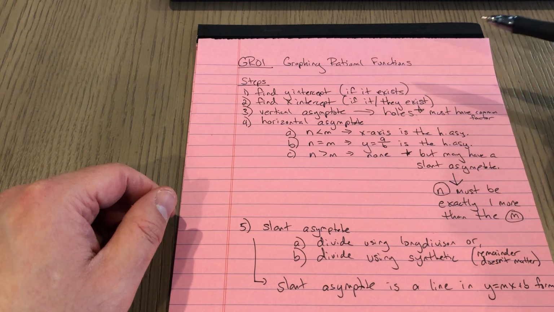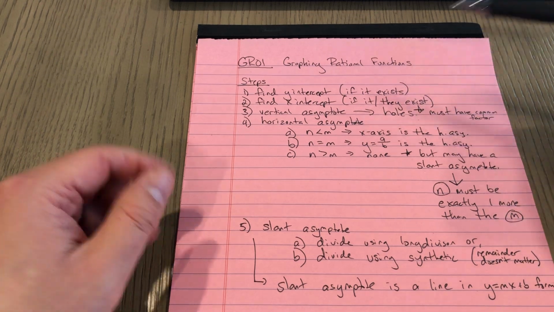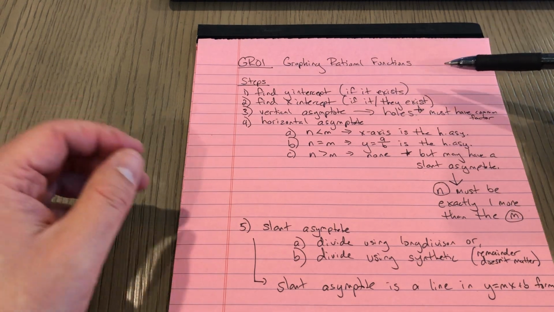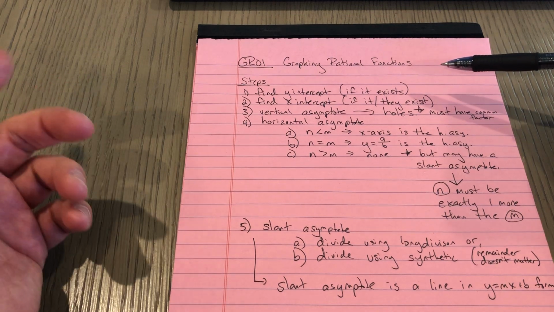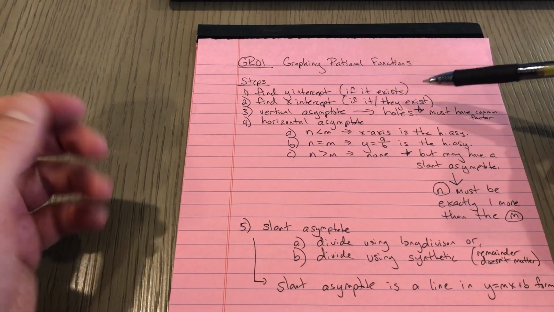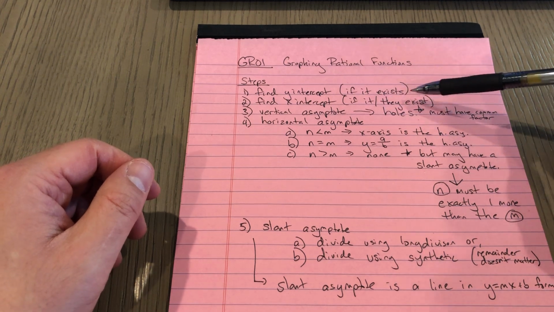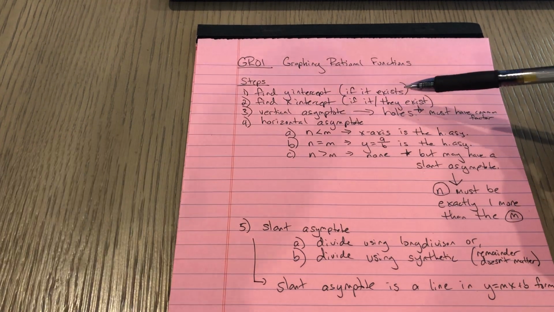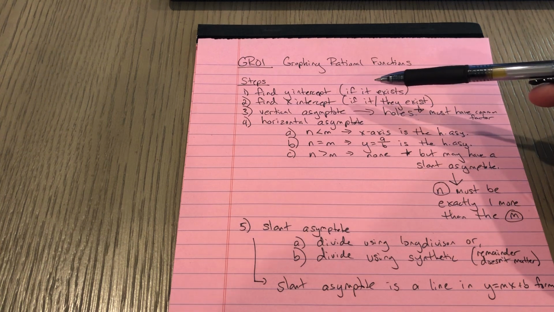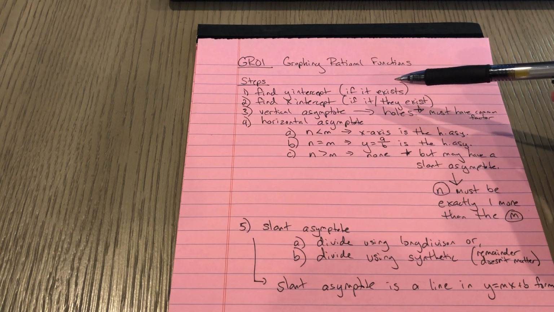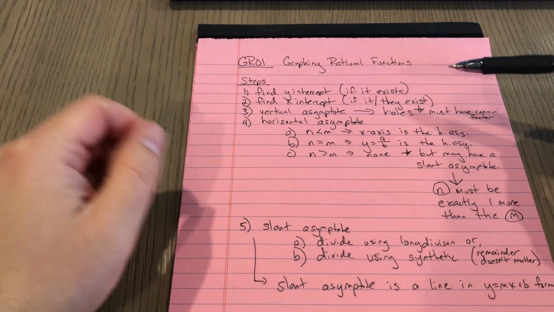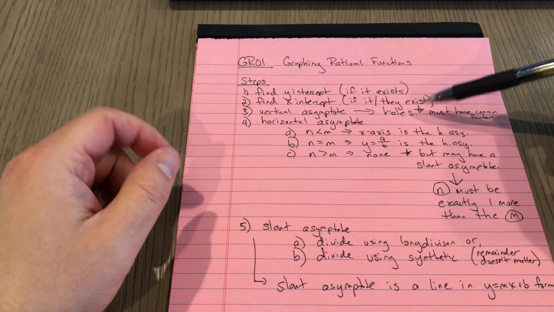Step number 1, find the Y-intercept if it exists. You're gonna know very clearly when it doesn't exist or when there's a hole there. Case in point, our first example, you're gonna see what's going on there. Number 2, find the X-intercept or X-intercepts if they exist. Then we're gonna find the vertical asymptote when we set the denominator equal to 0 and solve. Now, it might have a hole.